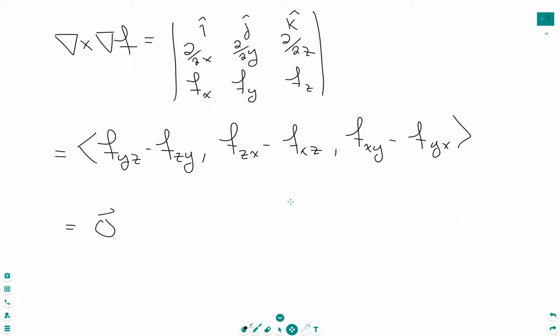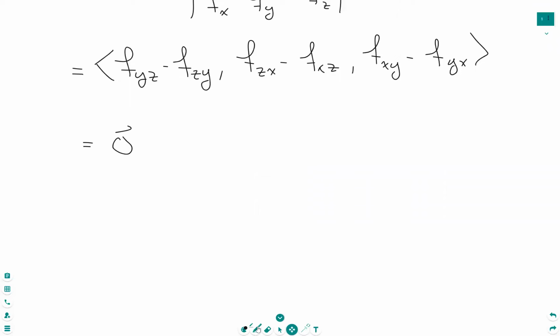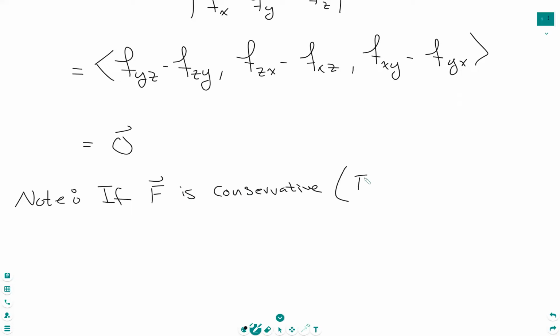So why is this important? Why do we really care if the curl of the gradient of f is equal to 0? Well, note, if capital F is conservative, that is to say that the vector field can be written as the gradient of a scalar function f, then the curl of that vector field is equal to the zero vector.